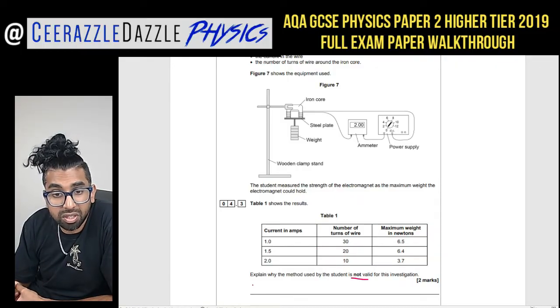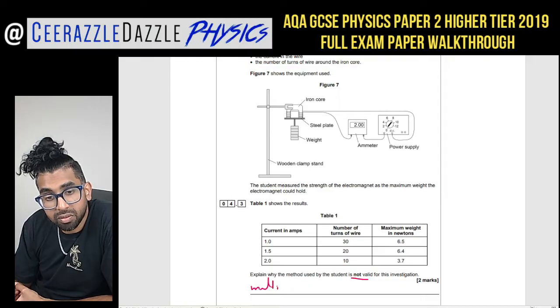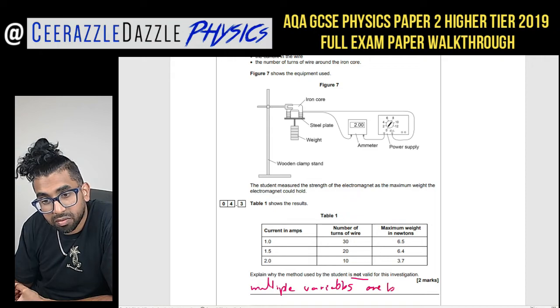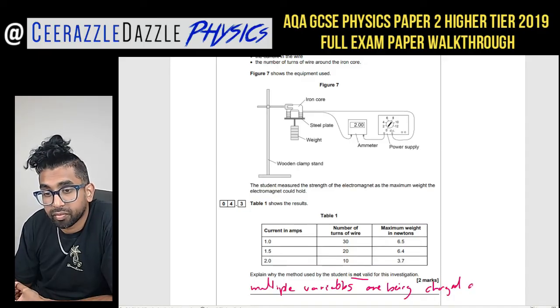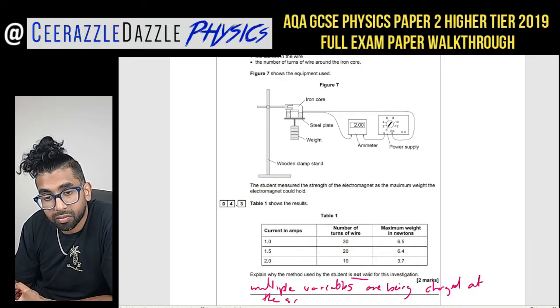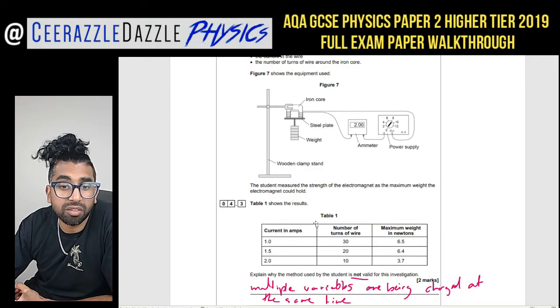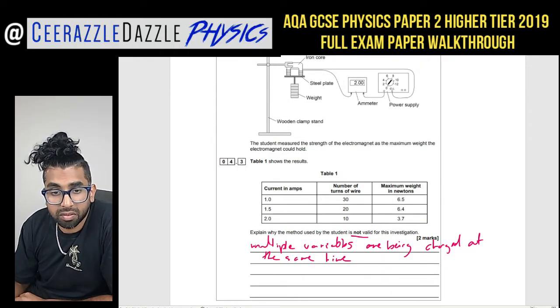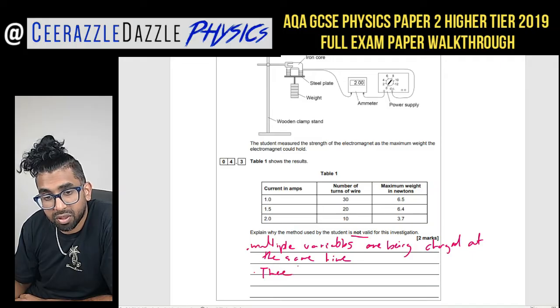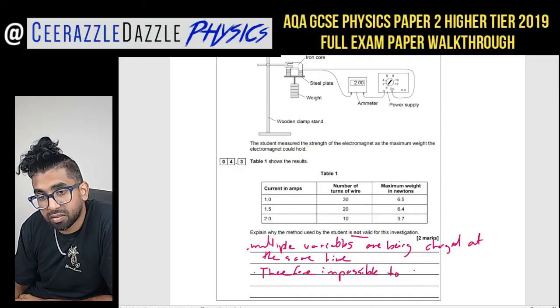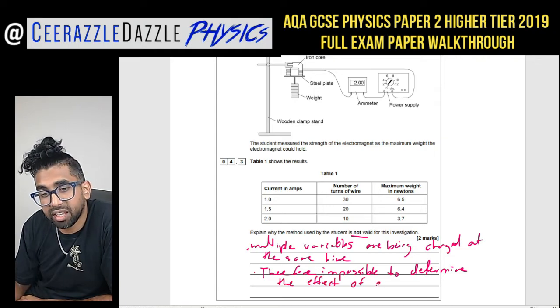So the reason why is because multiple variables are being changed at once, at the same time. And therefore it's not possible for you to determine the effect of one of the variables. So therefore, it's impossible to determine the effect of either variable.